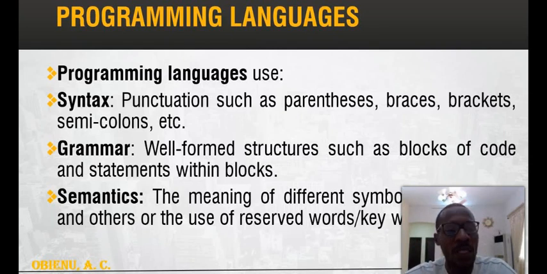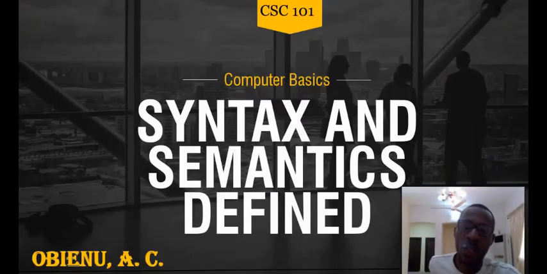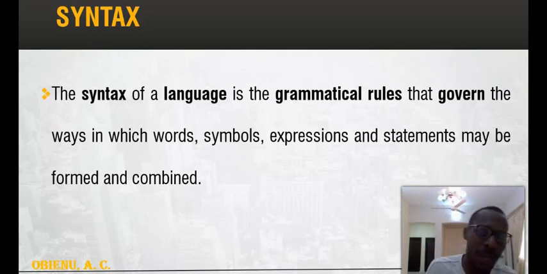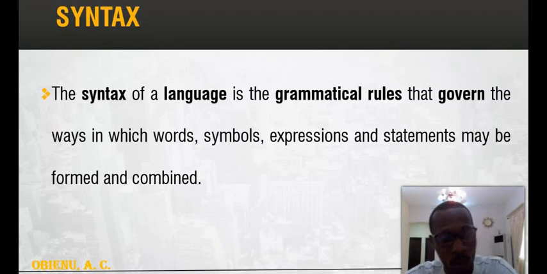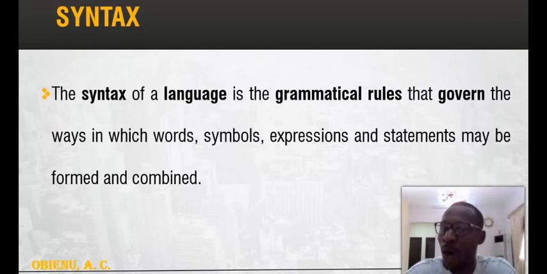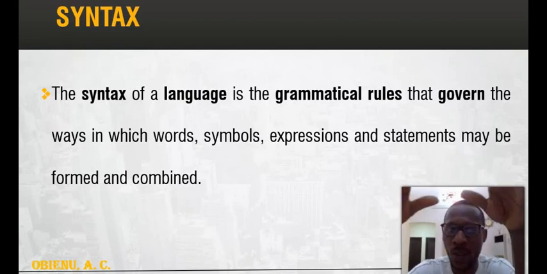Please note this. The main difference between syntax and semantics is that syntax has to do with the structure of the program, while semantics has to do with the meaning of the programming language. Now, if we go into syntax and semantics defined properly, the syntax of a language is the grammatical rules that govern the way in which words, symbols, expressions, and statements may be formed and combined. That is true. But we need to know that basically it has to do with the structure of the program when it comes to the syntax.